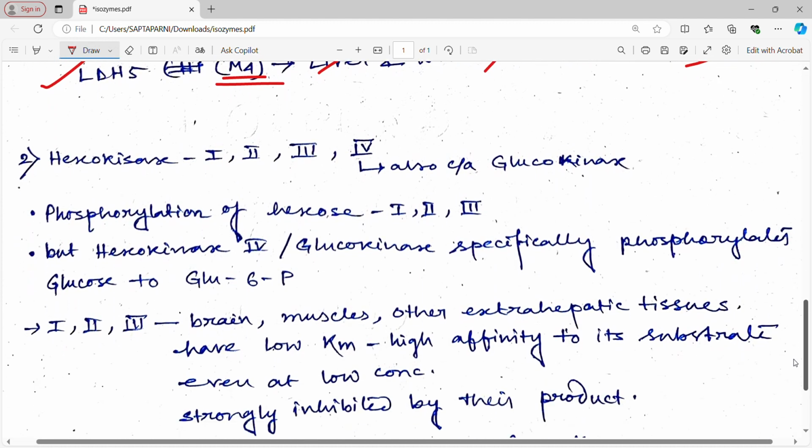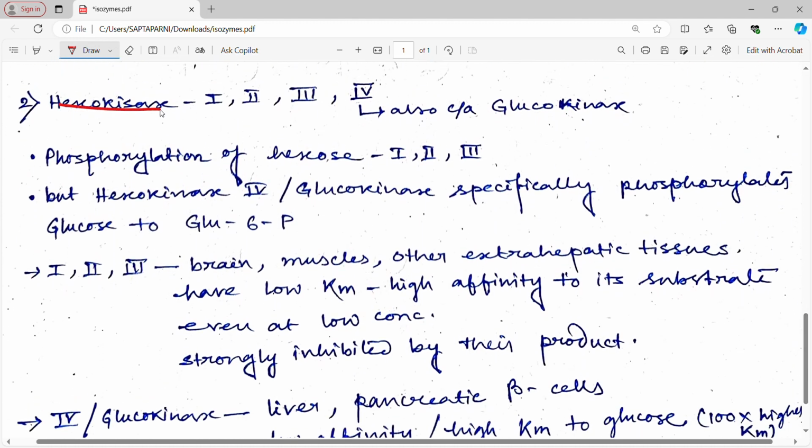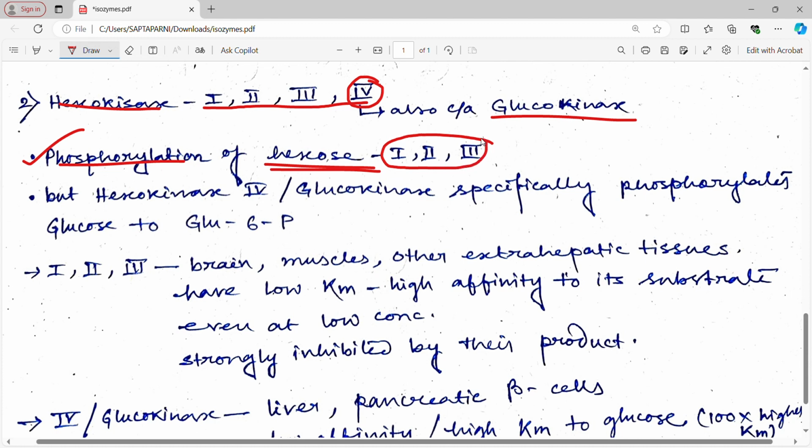Now another example is hexokinase. There are 4 isoenzymes of hexokinase: hexokinase 1, 2, 3 and 4. The 4th hexokinase isoenzyme is also known as glucokinase. Remember that all of these hexokinases do the phosphorylation of hexose. That hexose could be glucose or any other hexose. The first three hexokinases phosphorylate any kind of hexose, but hexokinase 4 or glucokinase specifically phosphorylates glucose into glucose 6-phosphate. So hexokinase 4 is specific for glucose.